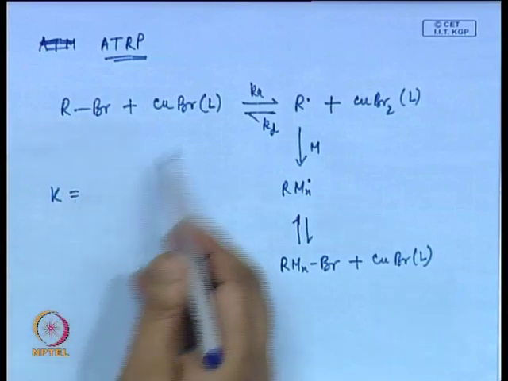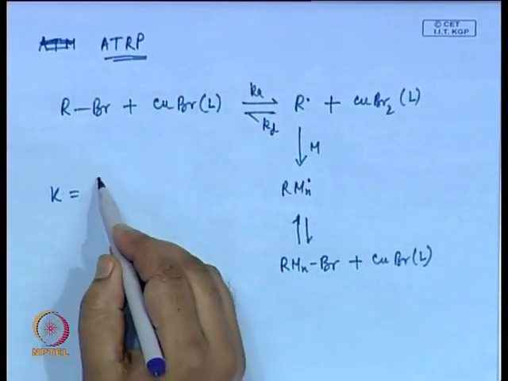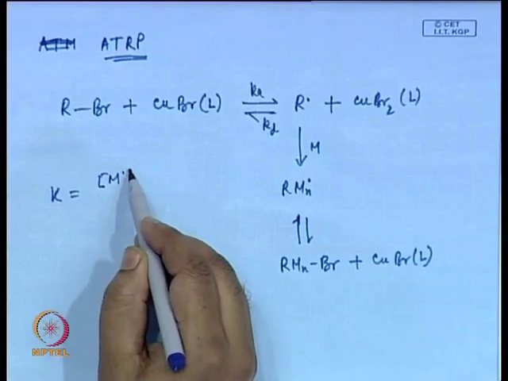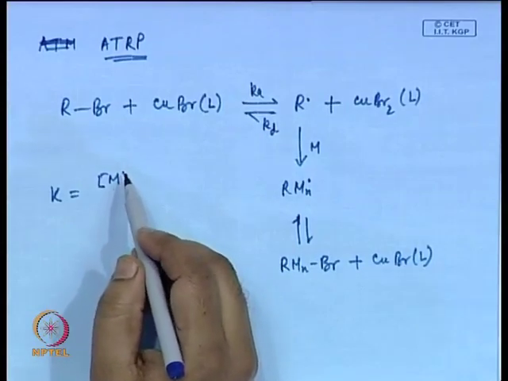Now, if I write an equilibrium constant for this reaction, this is M dot.